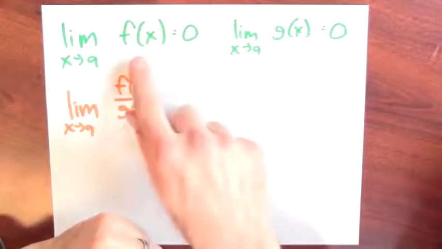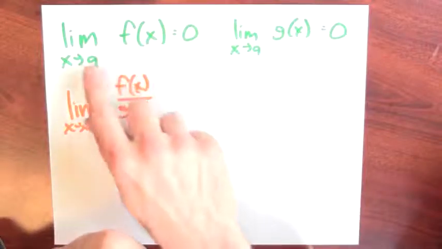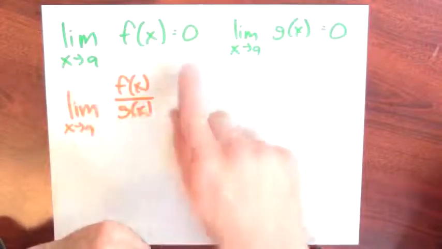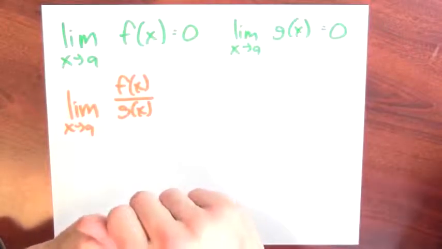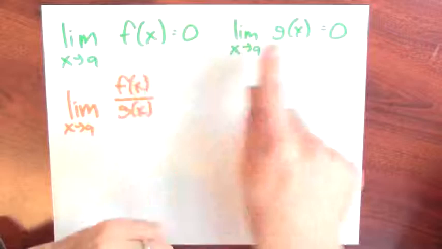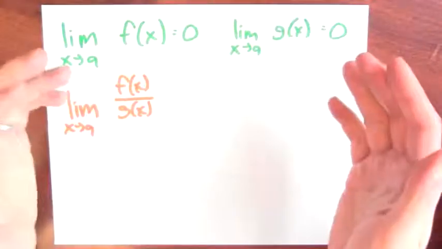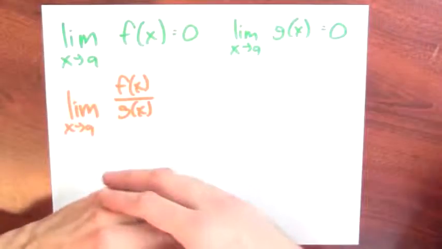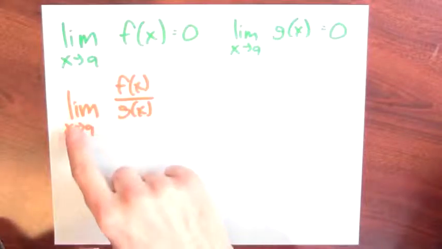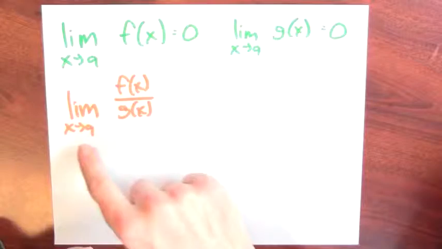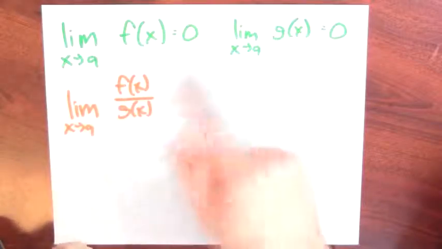Suppose I got two functions. I got a function f and a function g. And let's suppose the limit of f as x approaches a is 0, and the limit of g of x as x approaches a is also 0. And just for kicks, let's suppose that f and g are also differentiable, twice differentiable. I want these to be really nice functions. Now let's suppose I want to try to calculate the limit of f of x over g of x as x approaches a. This might be a difficult limit to calculate.